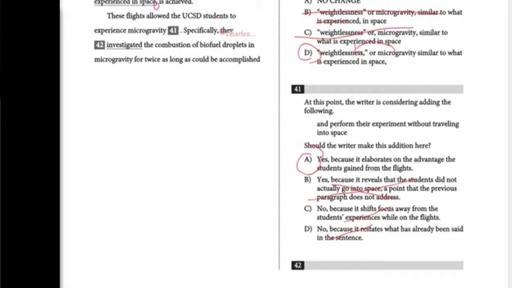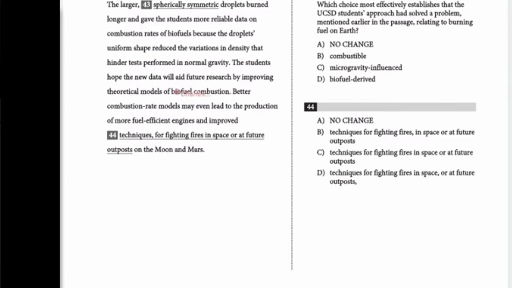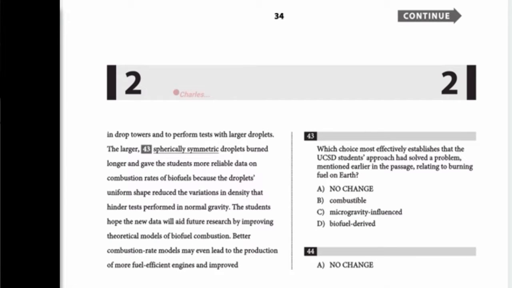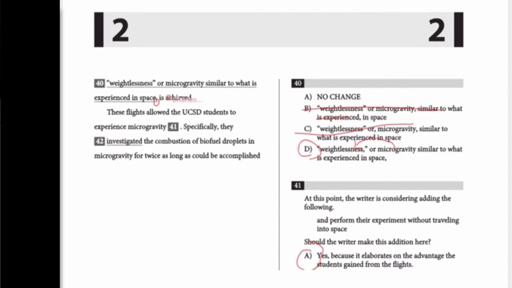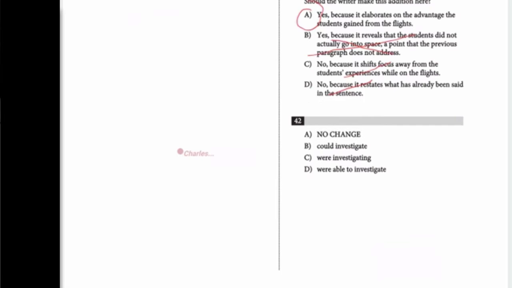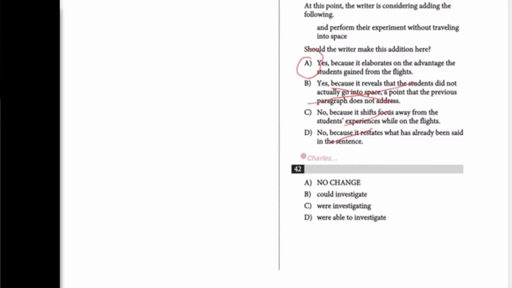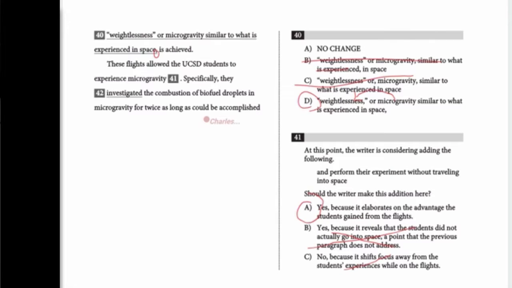Specifically, they investigated the combustion of biofuels in microgravity for twice as long as could be accomplished in drop towers and to perform tests with larger droplets. So 42 is going to be probably a verb tense issue. Specifically, they could investigate. Does it have to be could investigate, or were investigating, or were able to investigate? I think it's were able to investigate.